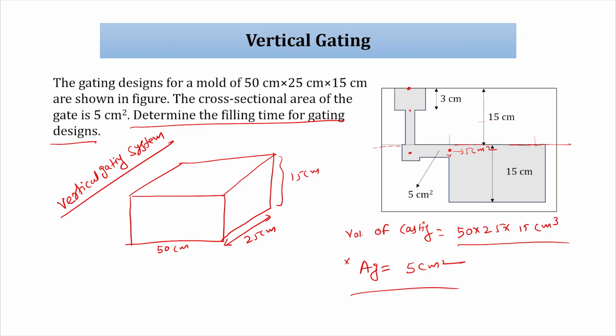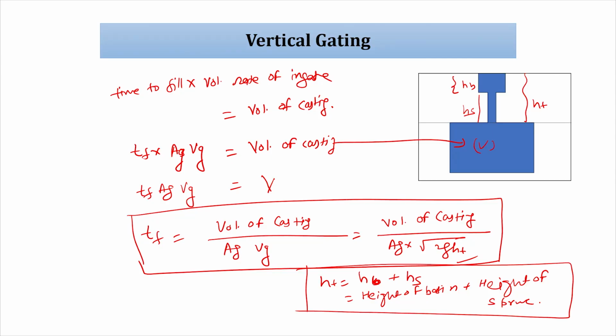So top gating as a vertical gating system, in that you have to ensure that pressure should be minimum atmospheric. Based on that, we have got the calculation of Tf equal to volume of casting divided by Ag into root under 2g HT, and HT is the summation of pouring basin plus sprue height. Based on that, we have solved this numerical problem. Thank you.